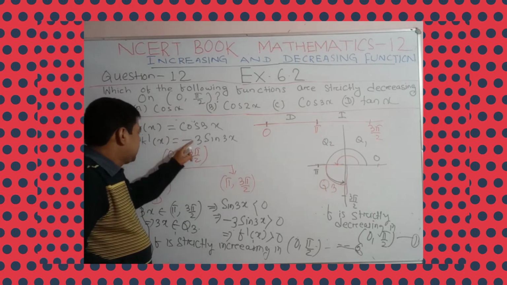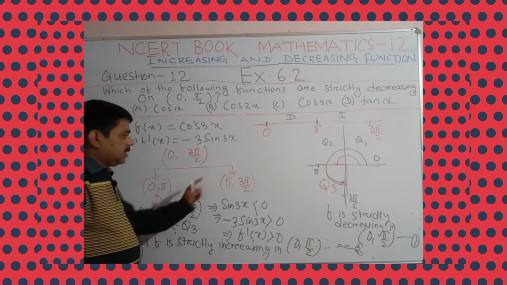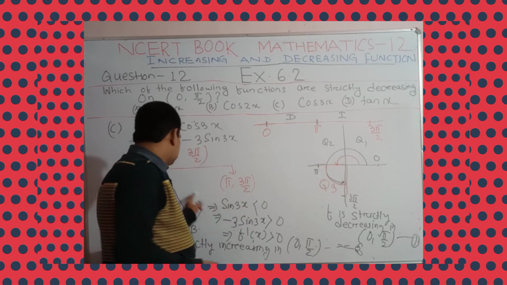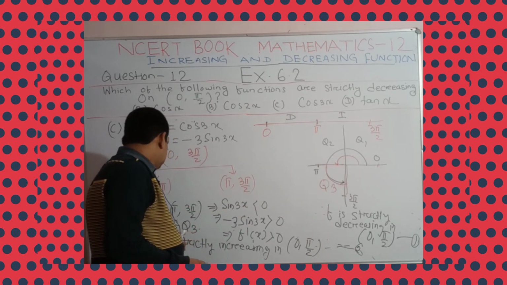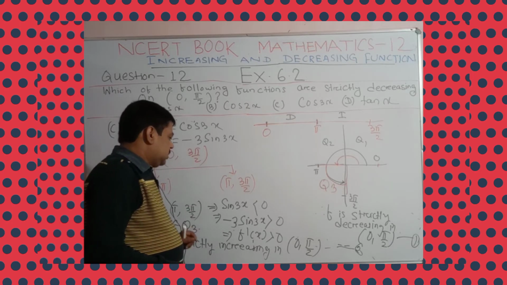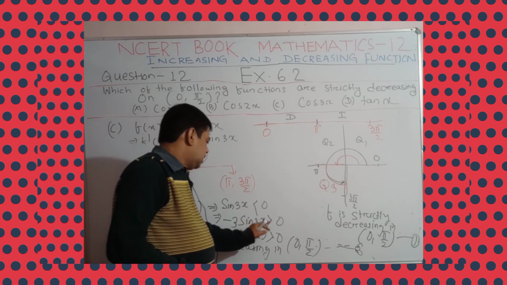F dash x is minus 3 sin 3x. Here 3x belongs to the third quadrant, I am talking. So sin 3x is less than 0 in the third quadrant. Understand? Because the angle 3x belongs to the third quadrant, sin theta is negative. So sin 3x is less than 0. So minus 3 sin 3x is greater than 0.